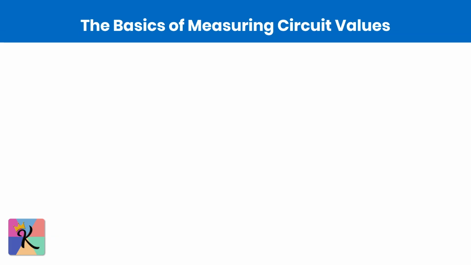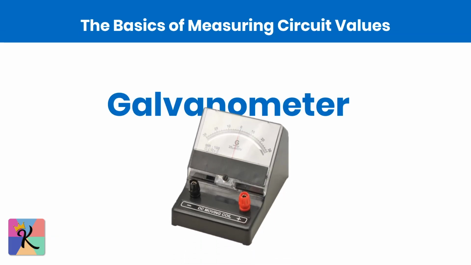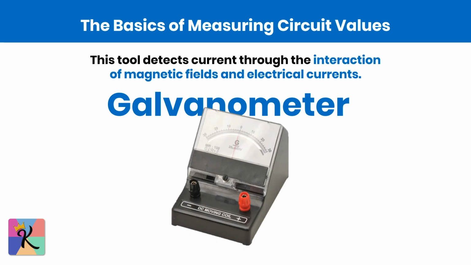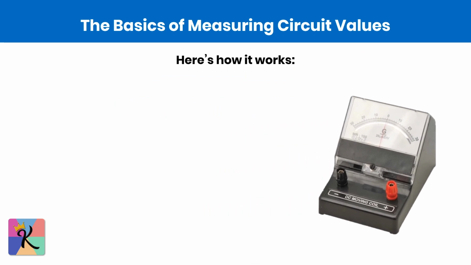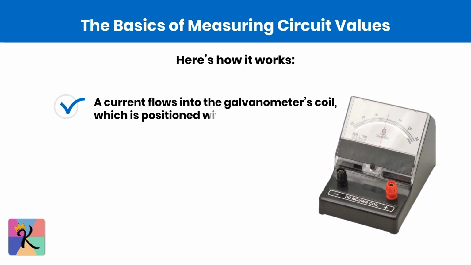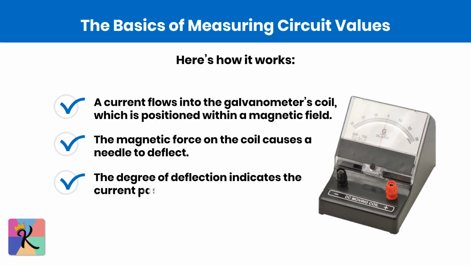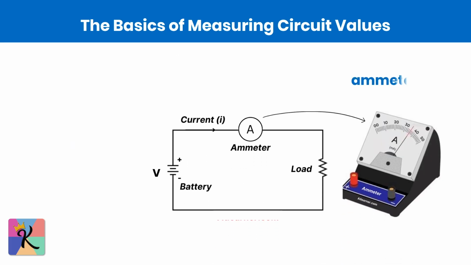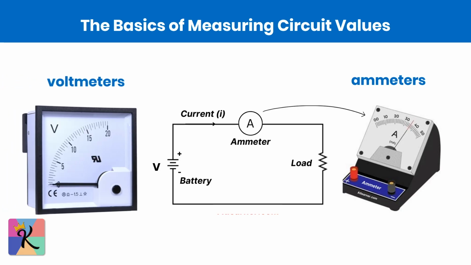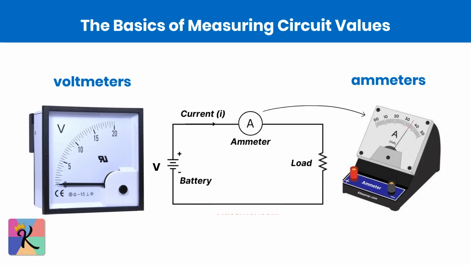At the heart of both ammeters and voltmeters is a sensitive device called a galvanometer. This tool detects current through the interaction of magnetic fields and electrical currents. Here's how it works. A current flows into the galvanometer's coil, which is positioned within a magnetic field. The magnetic force on the coil causes a needle to deflect, and the degree of deflection indicates the current passing through. From this basic principle, we build ammeters to measure current and voltmeters to measure voltage.